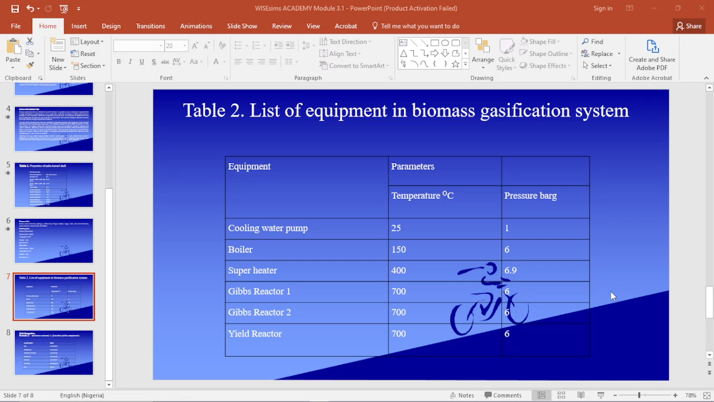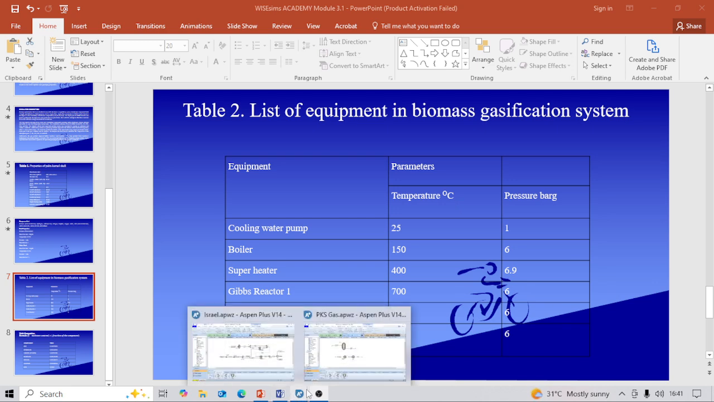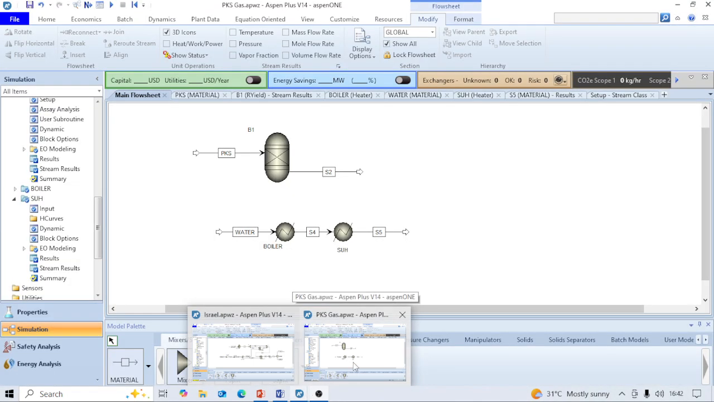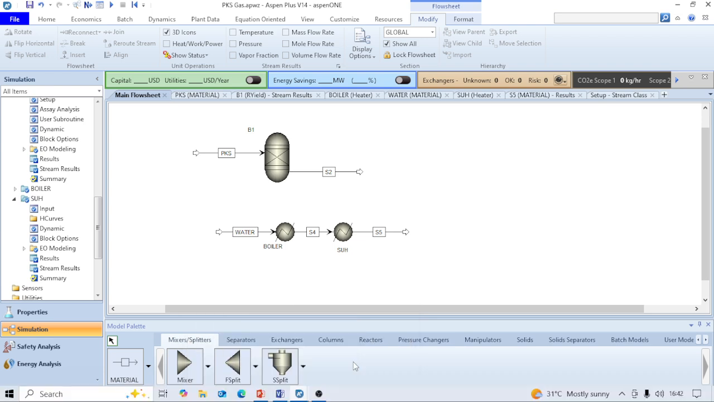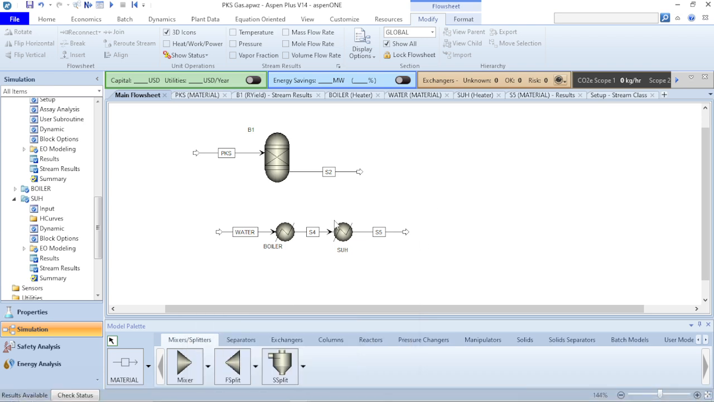All right, welcome everyone. So we're going to continue from where we left off, and this is part two of the Aspen palm kernel shell gasification. All right, so we are going to continue from where we stopped, and just a little recap.